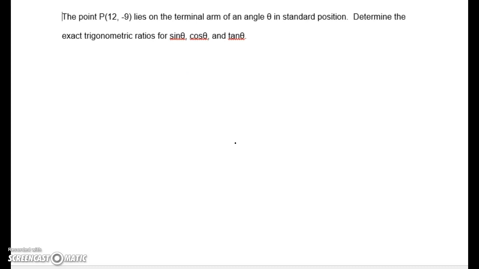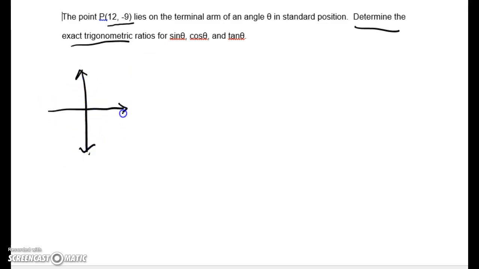So this one here is the first one from your notes. The point P, 12 and negative 9 lies on the terminal arm of an angle theta in standard position. Determine the exact trigonometric ratios for sine, cosine, and tan. In this question, we're given a point that's 12 and negative 9 on your Cartesian plane. So what I like to do first is I always draw a picture of the situation.